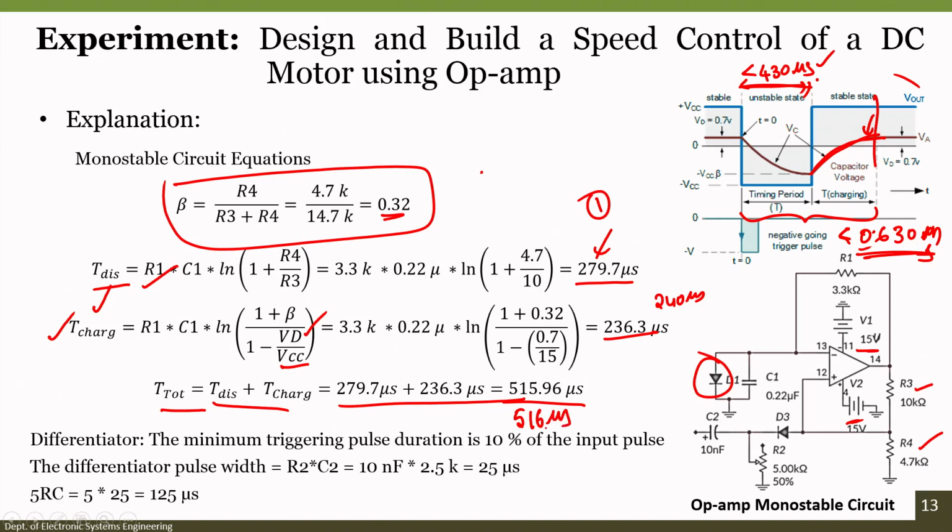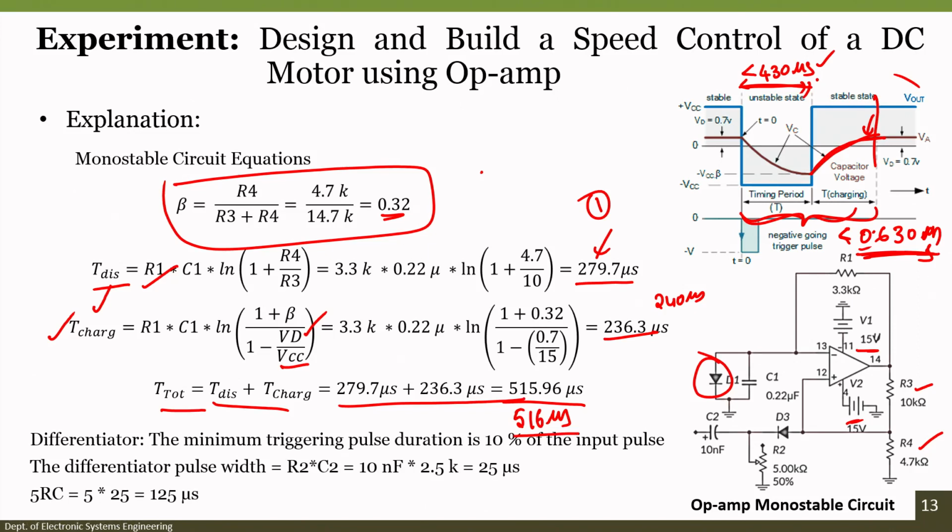So, the total time, which is the discharging time plus the charging time, is 516 microseconds. But what is the room that we have at a higher RPM, when we are rotating at 5 volts? We have room up to 630 microseconds, right. In this case we require a total of 516 microseconds, which is smaller than 630 microseconds.